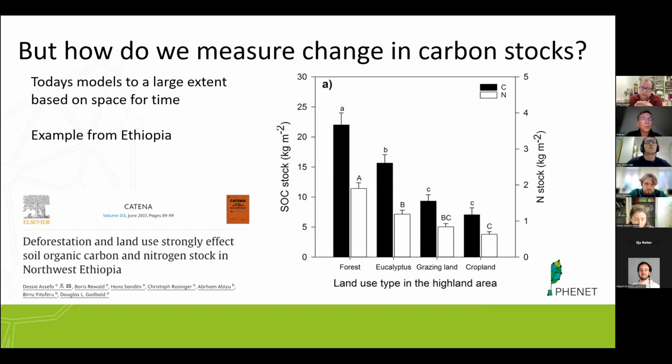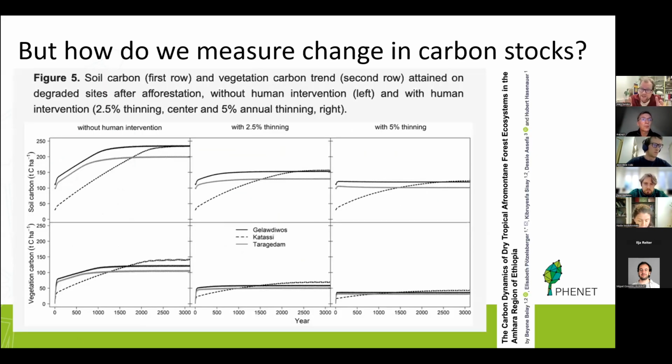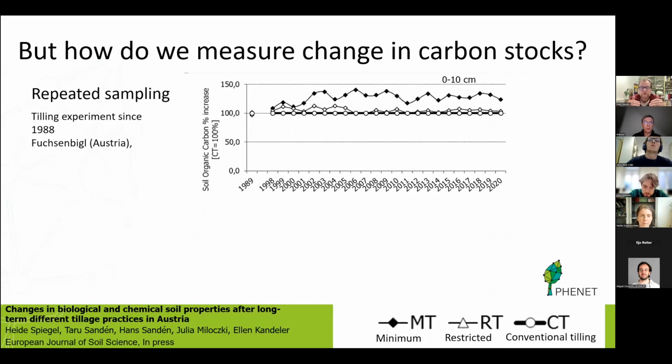Then we can use this for modeling. In this case, it's not agriculture, it's forestry, but we can see that different management methods, such as different thinnings, will greatly affect the incorporation of carbon into soil. It's the same thing in agricultural soils. But for the farmer, this is way too coarse. For the farmer to know if he's accumulating soil carbon or not, we need to do it on a much smaller scale. We need repeated sampling.